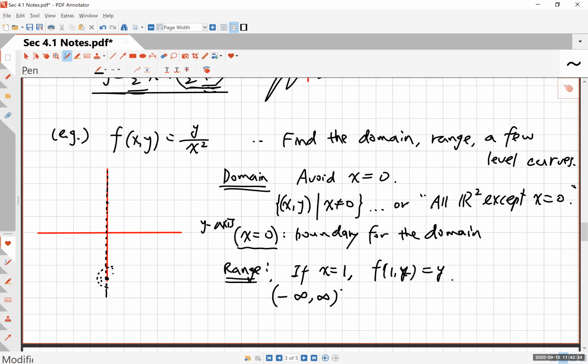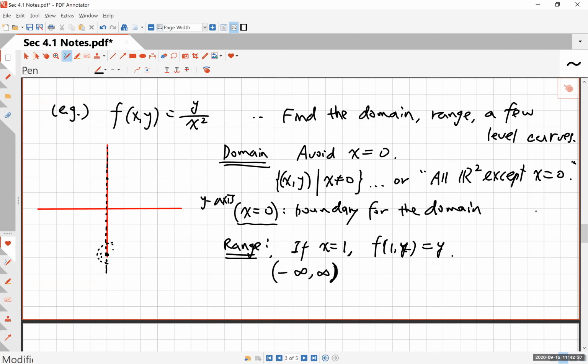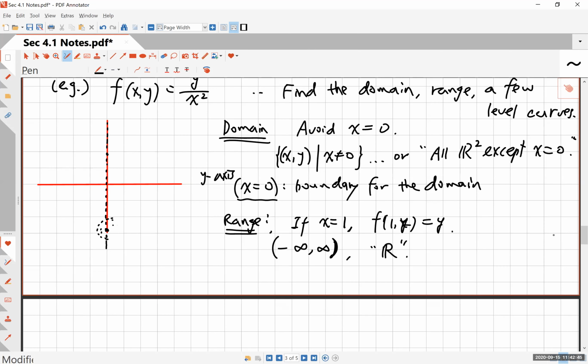So regardless of what x is, if x is 4,000, you still can range the value from negative to positive infinity. So the answer to the range is that it is from negative to positive infinity, or you can just say the entire real numbers. You can just write script R, and that would be the answer to the range.